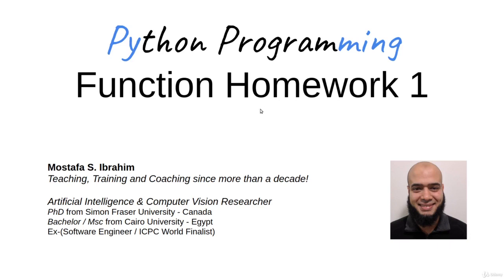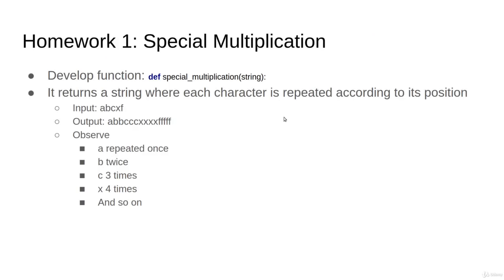Homework number 1 in functions. You should implement a function, special multiplication. The function is going to take an object of type string. It will return another string where each character is repeated according to its position.